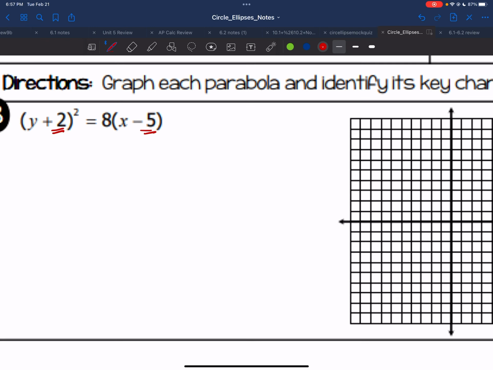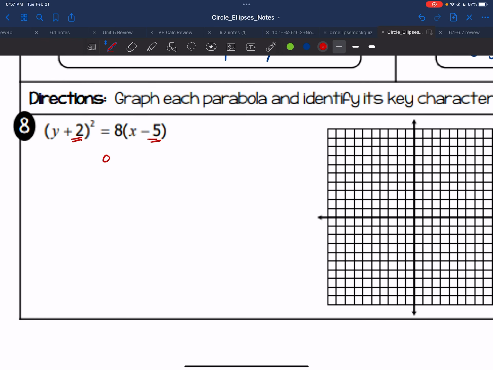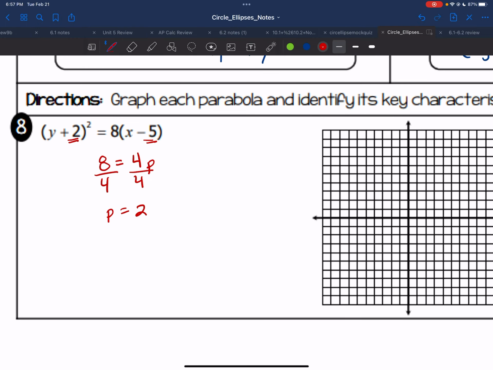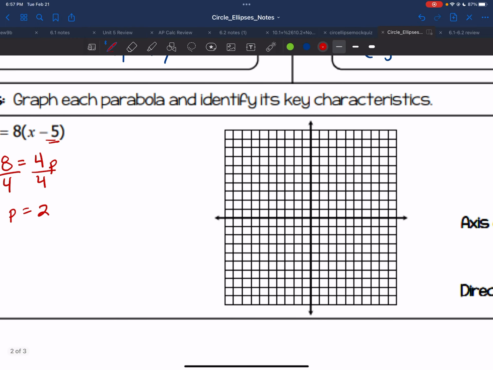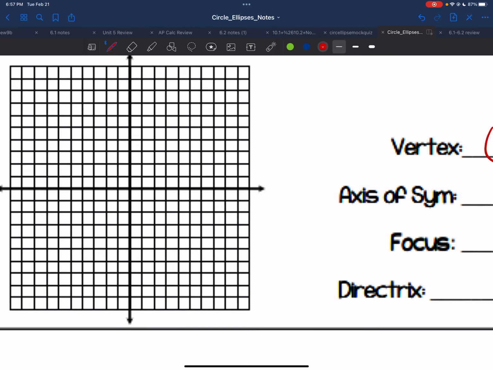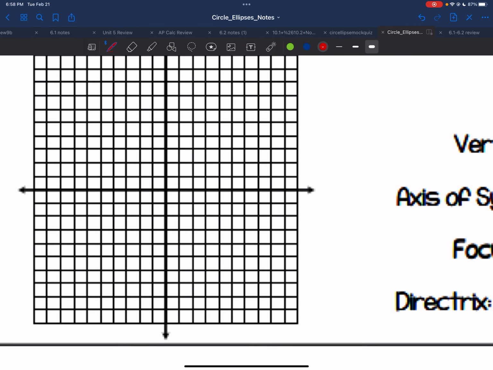And then I'm going to go ahead and set that 8 equal to 4 times my p. So divide by 4, and p is equal to 2. So what do I do with that? Well, let's go ahead and map out our vertex. Our vertex is (5, -2). So 1, 2, 3, 4, 5, -2.